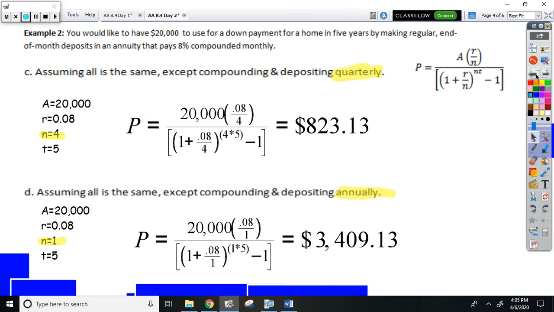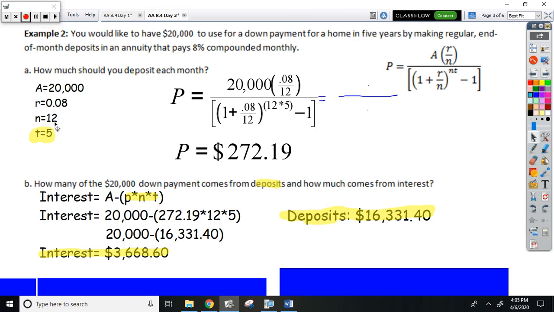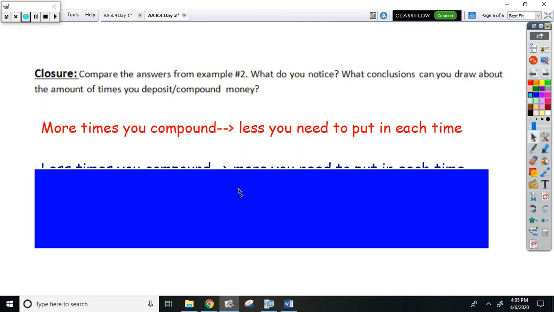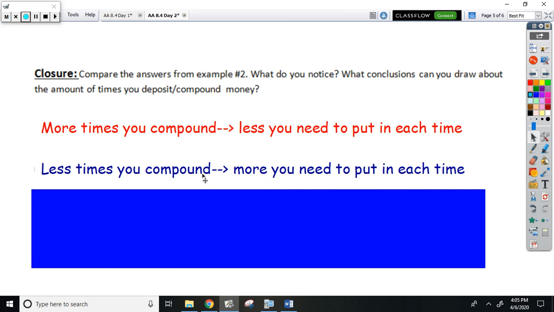Looking back, if we compound and put in 12 times per year, we only had to put in $272. But if we put in only 4 times a year, it got higher, and only 1 time a year, it got even higher. So the fewer times you compound or deposit, the more money you'll need to put in each time. So they have almost an inverse relationship there.